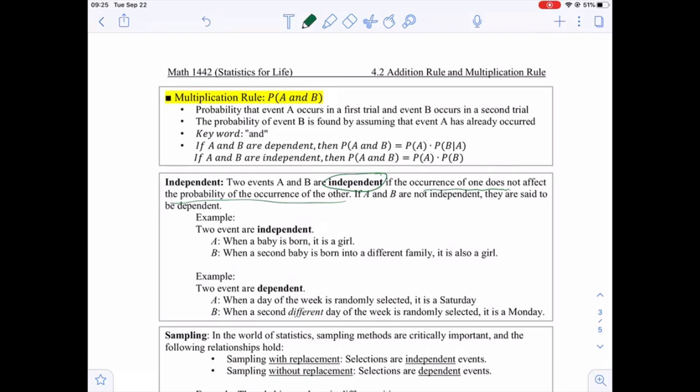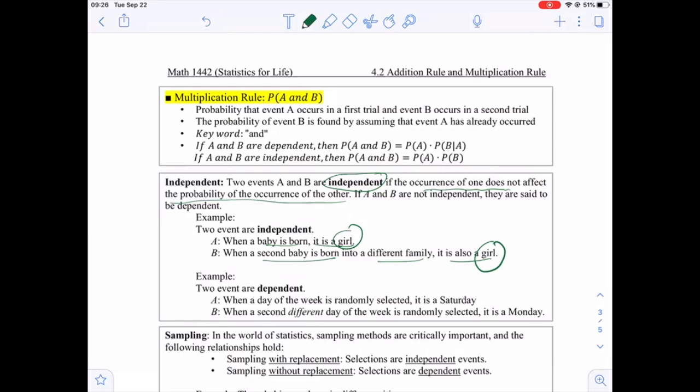For example, when a baby is born, it's a girl. This is event A. When a second baby is born into a different family, it's a girl. Those are completely different and independent. So the occurrence of a girl here does not affect the occurrence of a girl for the other family or for any other family. There's no relationship between them. We just say they are independent events.